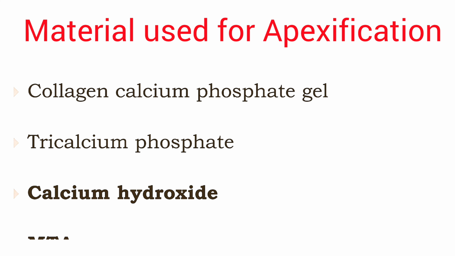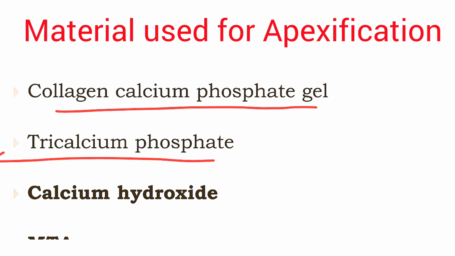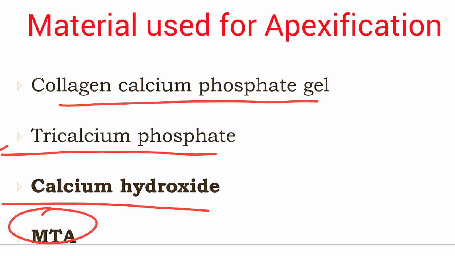Now let us see what materials can be used for apexification. We can use collagen calcium phosphate gel, tricalcium phosphate, calcium hydroxide, or MTA. These days calcium hydroxide and MTA are quite famous for the apexification procedure, and MTA is the best material of choice. We are going to see what MTA is and its properties in detail in the next video, part 2.